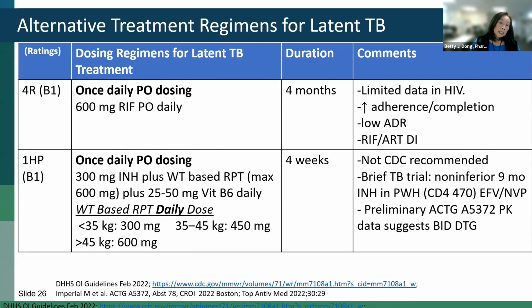And then the 1HP regimen, using 300 milligrams of daily INH plus daily weight-based rifampin plus, of course, vitamin B6, is not right now CDC recommended. But there has been some data showing that the 1HP trial was non-inferior to 9 months of INH. In the BRIEF TB trial, it was only patients with HIV on efavirenz and nevirapine with a high CD4 count, but we do have some preliminary data from the ACT trial that suggests that BID dolutegravir might be okay.